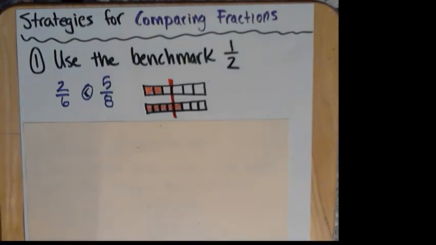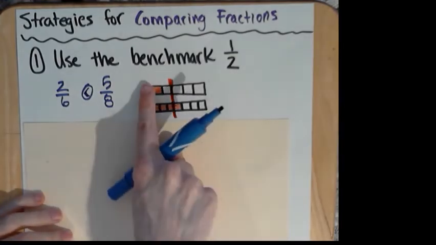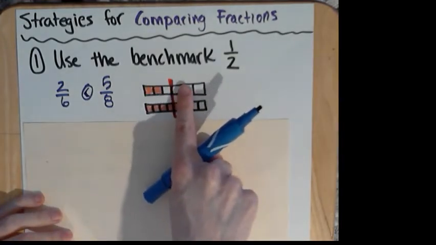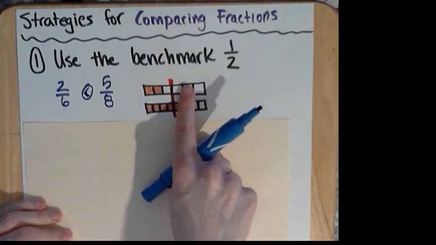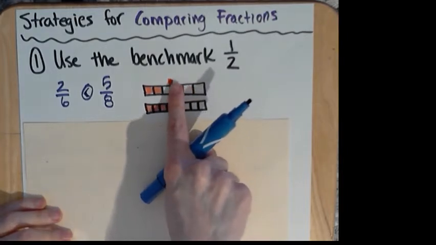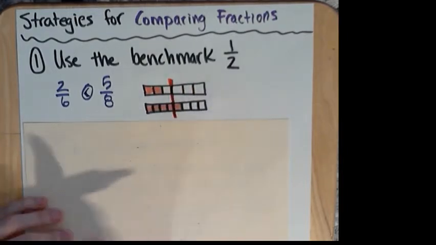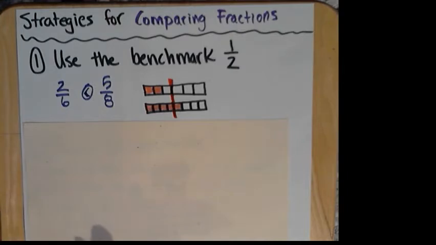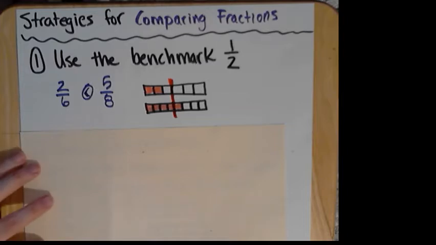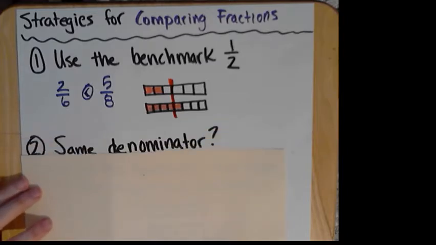And there's other strategies for comparing fractions because the benchmark 1/2 may not always work. I mean, if both of the fractions are greater than 1/2, it's a little bit harder to use the benchmark 1/2. Or if they're both less than 1/2, it can be harder. That's why we have other strategies. And now we're going to take a look at that second strategy.